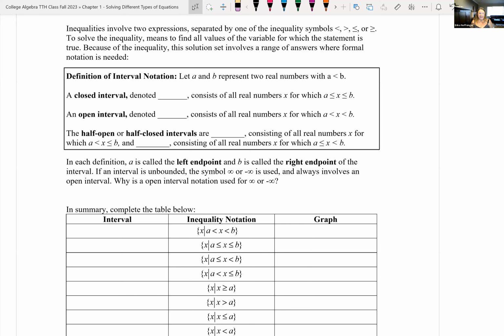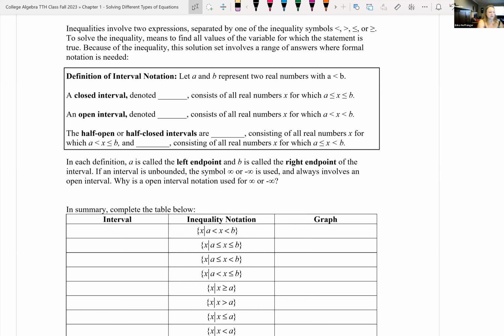Okay, so looking at inequalities. Inequalities, again, involve expressions that are separated by an inequality symbol: less than, greater than, less than or equal to, or greater than or equal to. To solve inequalities means to find all values of the variable for which the statement is true. Because of the inequality, the solution set involves a range of answers where formal notation is needed.